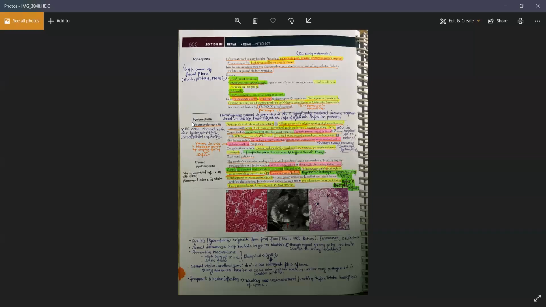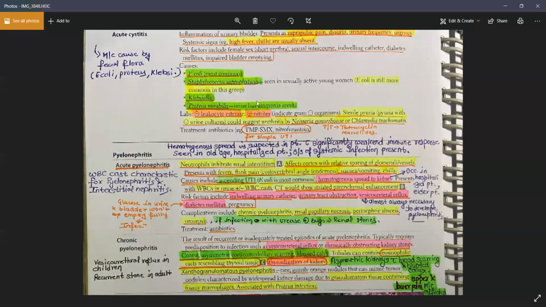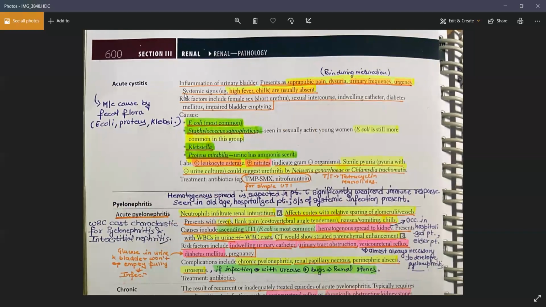In pyelonephritis, you can have casts because it is involving the kidney. In cystitis, you cannot have casts because it is involving only the urinary bladder. Okay, so let's discuss all the symptoms you will get. Because of the inflammation in the urinary bladder, you will have suprapubic pain. Okay, first symptom. You will have dysuria.